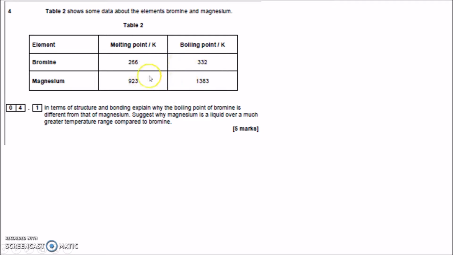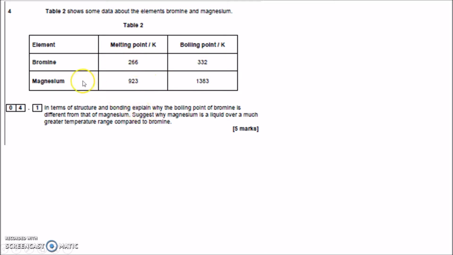And in terms of the difference, we've got a difference of about 66 degrees here, and a much larger difference of over 400 degrees here. So that's something else to note, that there are differences between the melting point and boiling point. Magnesium stays a liquid over a larger temperature range before it starts to boil. So let's have a look then.